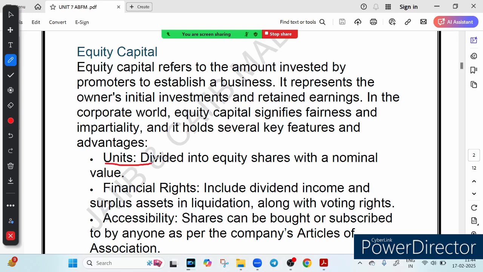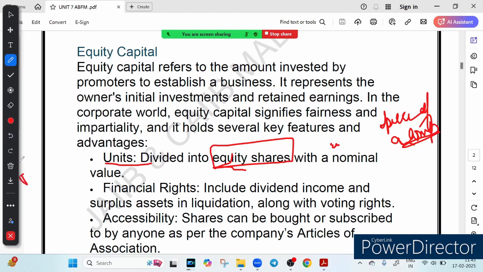So friends, you know that equity capital is divided into small units which we call equity shares, right? Equity capital is divided into small units, each called an equity share, like a teeny piece of the company. So when you buy a share, you own a small part of the company, right?